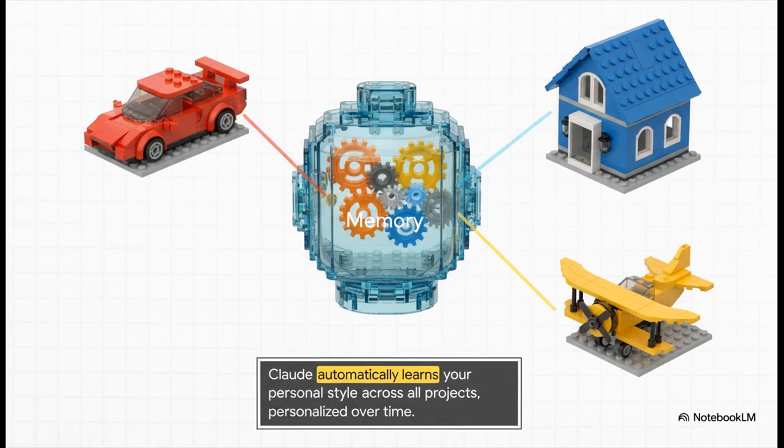Now, Claude.md is for rules on a specific project. But then there's memory. This is different. This is all about your personal style. Claude just learns. It watches how you work across all your different projects and picks up on your preferences. So if you always like your code formatted a certain way, it'll start doing that automatically.